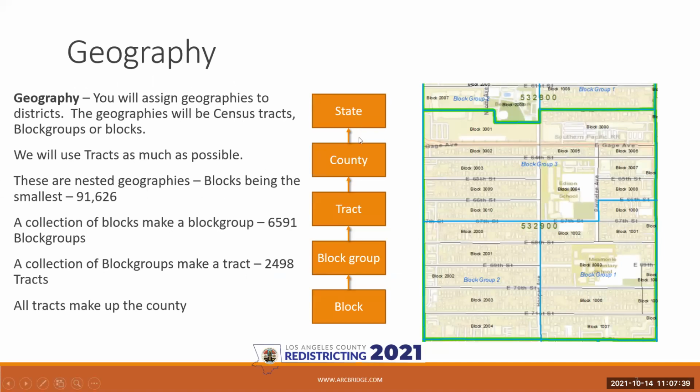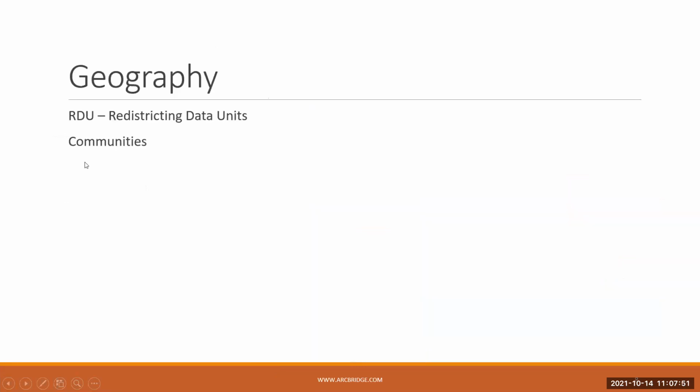The census geography uses state, county, tract, block groups, and blocks. And as you can see, there are a number of those. As you know, LA County is big. So what the county has done is simplified the geography to redistricting data units or communities. So you can actually work with communities. If you think of a city like the city of Gardena, you can select that community and choose to put it in a district.